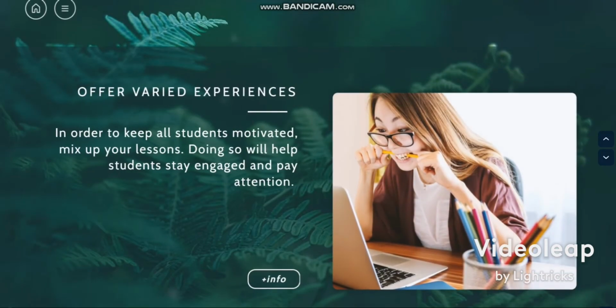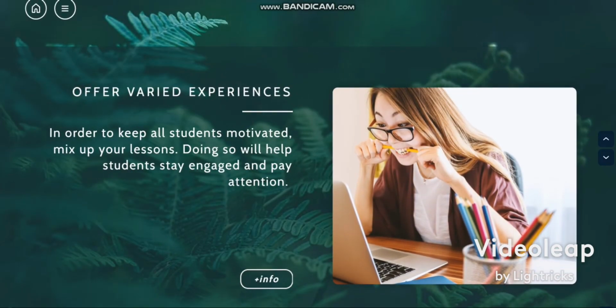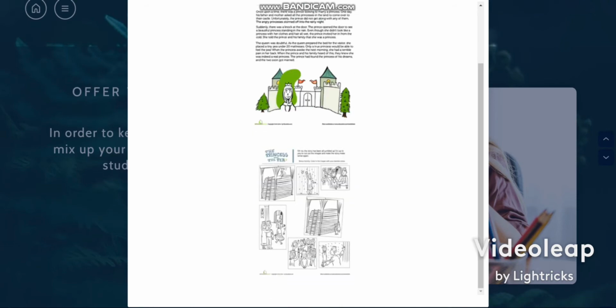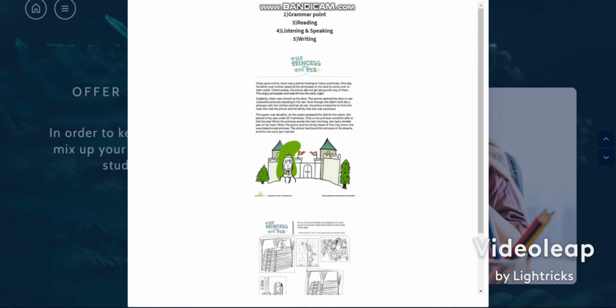And next is offer varied experiences. In order to keep all students motivated, mix up your lessons. Doing so, you will help students to engage and pay attention. For example, if your lessons start with speaking, then a grammar point, then reading, listening, speaking, and writing, sometimes it will be boring repeating these skills every time. So mix up the skills. If today you start with speaking, next time vice versa, try to start with the grammar point. In that case, students will be engaged and your lessons will be playful and fun.